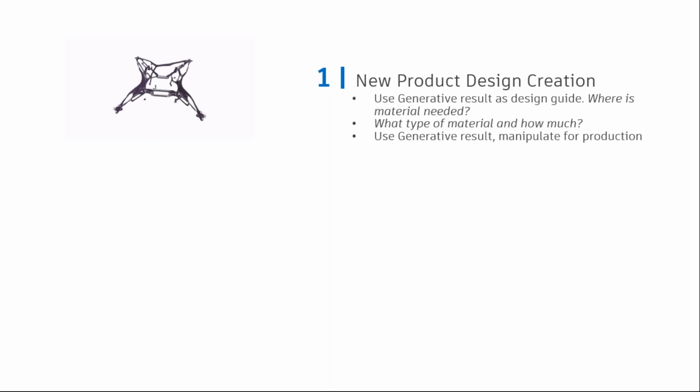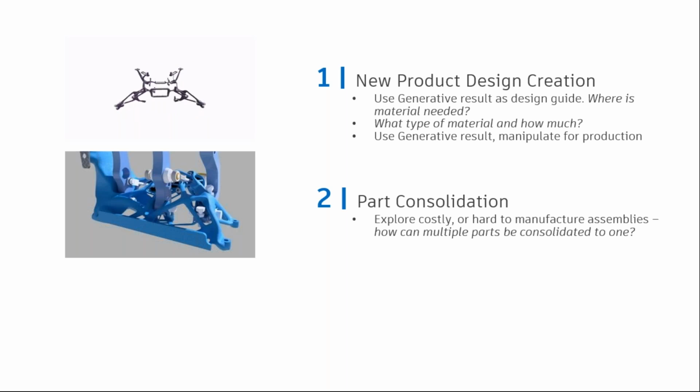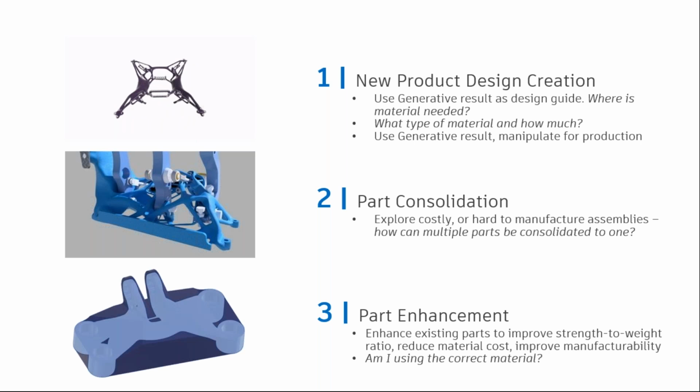And in that case, you can certainly utilize generative design to ideate what that geometry is going to look like. And the second thing would be part consolidation. So maybe you currently have a multi-part assembly, and what you want to do is reduce that down to a single part, so that you have less parts to worry about and inventory. So it can also be utilized for that.